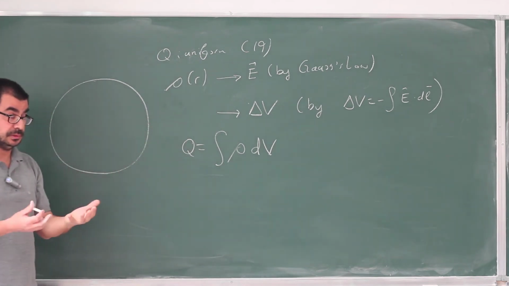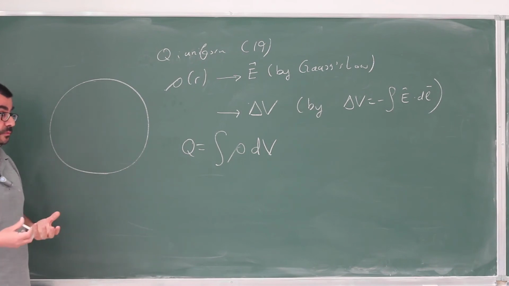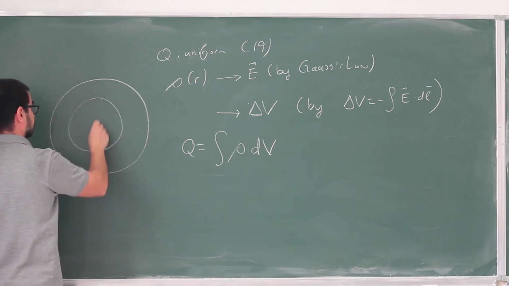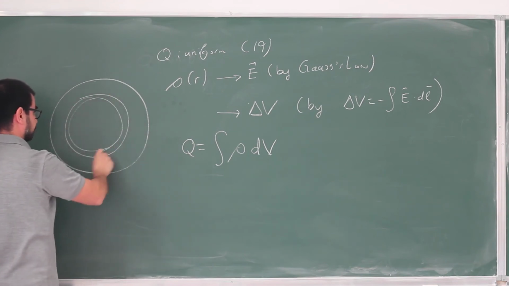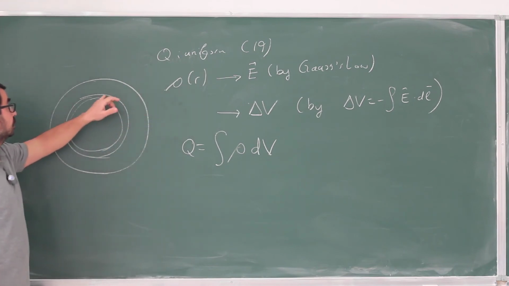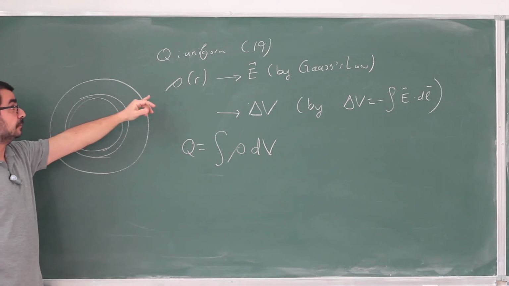So we have a spherical symmetric charge distribution. In that case, the easiest, most straightforward thing to do is to think of your whole sphere consisting of thin spherical shells. Because it only depends on r, and because all these spherical shells have the same radius, all of them are going to have the same density.